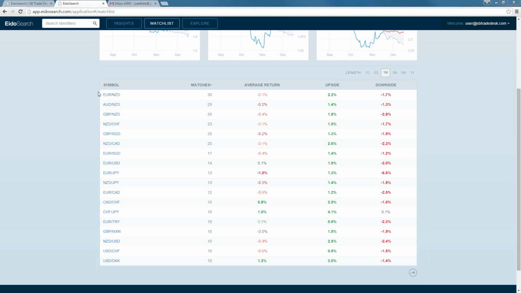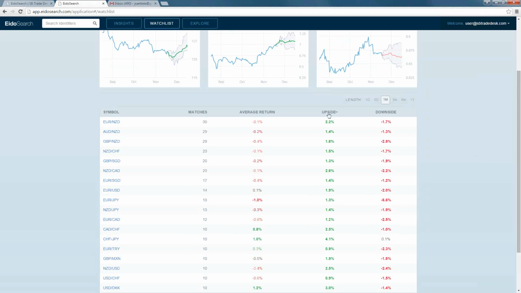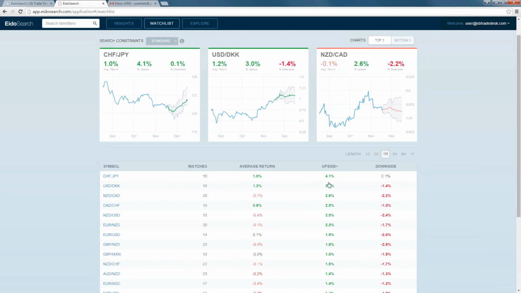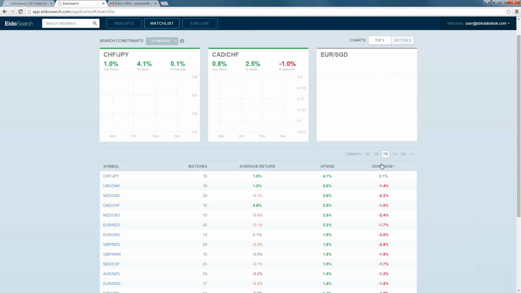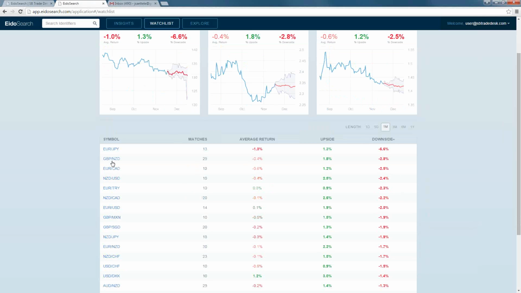So most matches there. We can again toggle that. Maybe we just want to know percent upsides, okay? And this is 2 days. Percent upsides, Swiss yen looks particularly bullish based on this. Again, just 10 matches, okay? Percent downside, Euro yen is going to be the first one. We already looked at that one, for example. Next one, you have pound Kiwi. Euro CAD is an interesting one here.